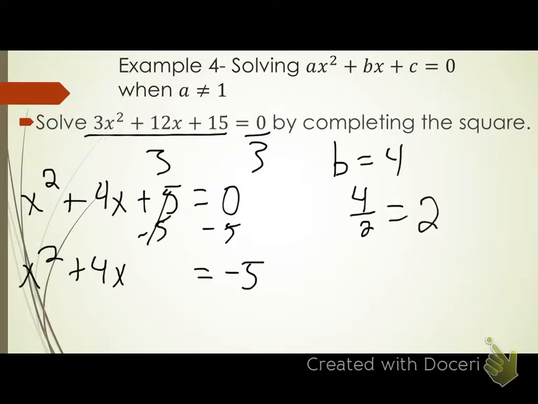And then what do I do with that? What's 2 squared? So what am I adding to both sides of my equation? I'm adding 4 to both sides. Whatever I do to the left, I have to do to the right. Questions on how I got what I got? Am I moving too fast? Okay.